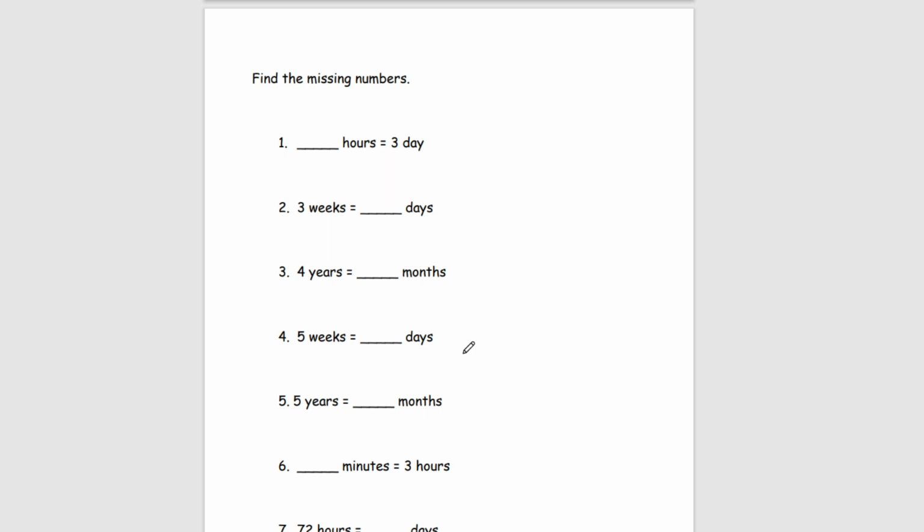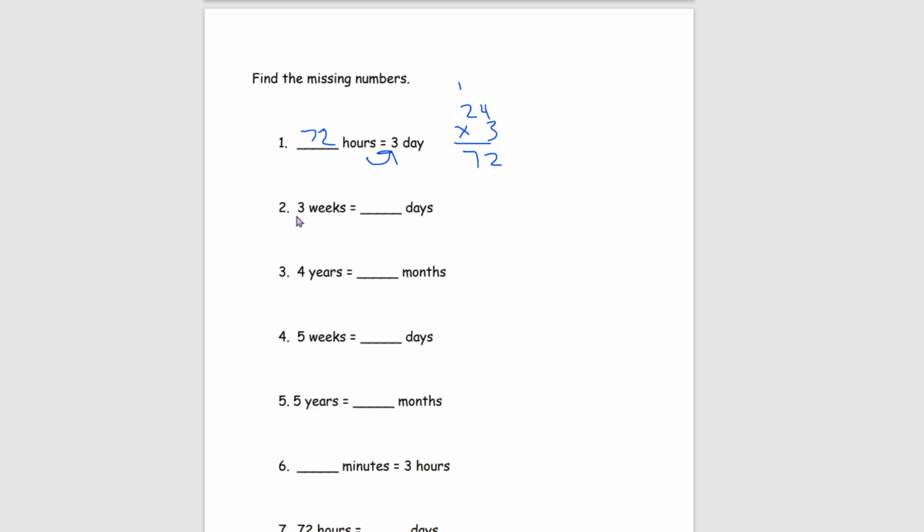For this page, we find the missing numbers. And basically, we know that in one day, there are 24 hours. And so we're trying to find how many hours are in 3 days. So the way we can find this out is we can do 24 times 3, because there are 24 hours in a day, and there's 3 days. So 4 times 3 is 12, so we put a 2 down here, carry the 1 over. 2 times 3 is 6, so we'll add the 1, so we get 7. And so our answer for number 1 is 72 hours.